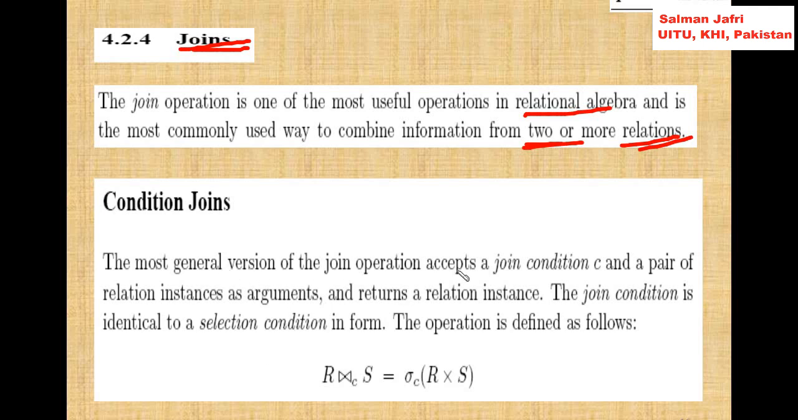The most general version of the join operation accepts a join condition C and a pair of relation instances as arguments and returns a relation instance. The join condition is identical to a selection condition in form. The operation is defined as follows: we have R multiplied by S, which is again a Cartesian product, but we have this selection operation with the condition C. This is the join condition, and it is denoted by R joined with S with condition C.